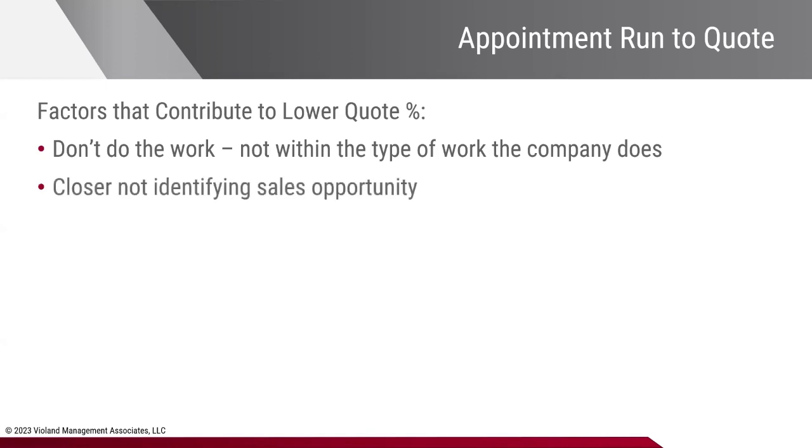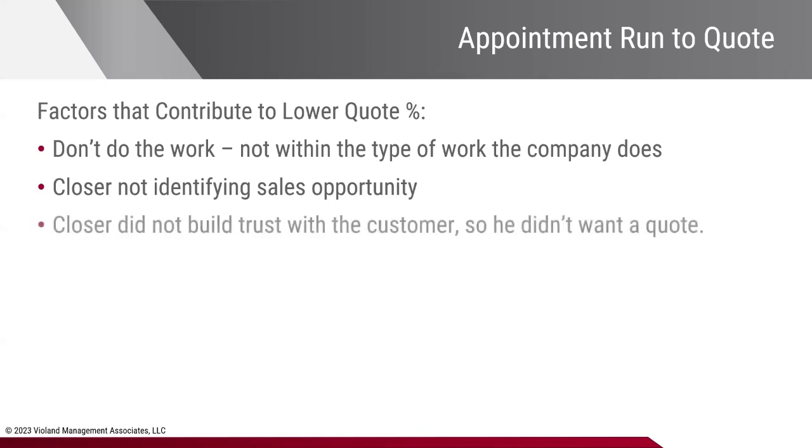Another factor is that the closer or the salesman is not identifying the sales opportunity. And I've seen that a lot. I've seen that a lot with green salespeople where they don't do a good job or they miss some sales opportunities in the home. And fixing that is in training. If you end up with a salesman whose quote percentage is lower than others, it's something to dig into and find out why. And often it's just missing some opportunities that were there that he didn't see.